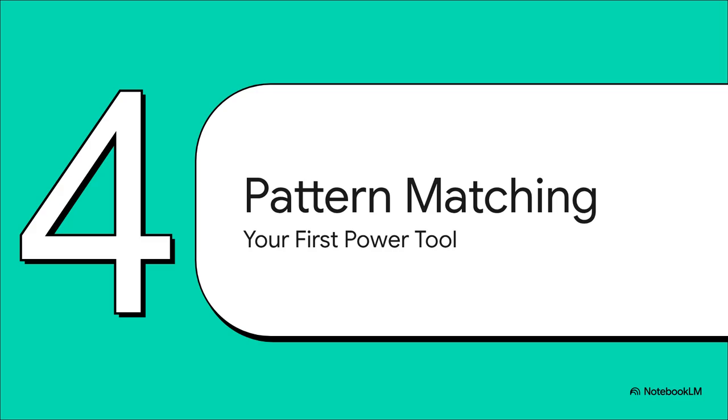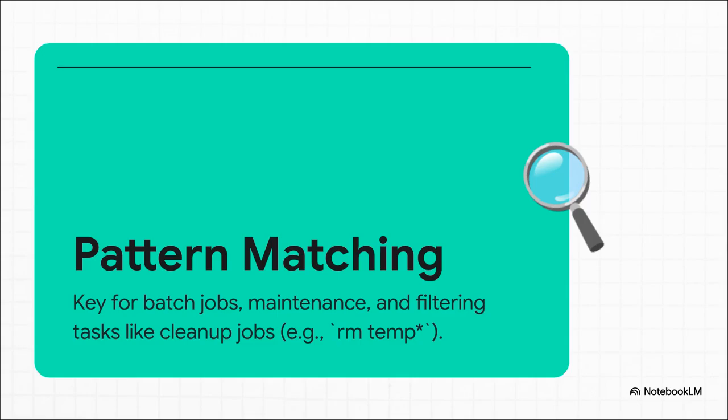Okay, time to get our hands on our first real power tool, pattern matching. This right here is how you go from dealing with files one by one to managing thousands of them all at once. It's a game changer. The idea here is really simple. Instead of painstakingly typing out every single file name, you just use these special characters to make a pattern. The shell figures out what files match. This is clutch for stuff like rotating logs, cleaning up data, and running big batch jobs.